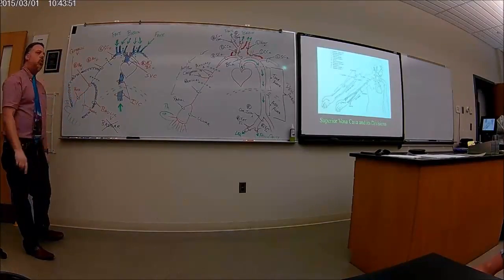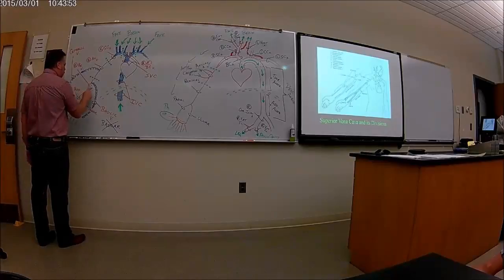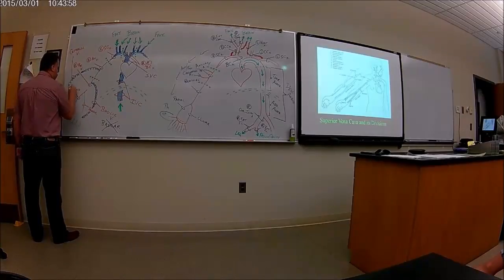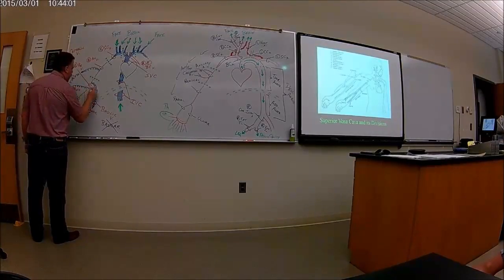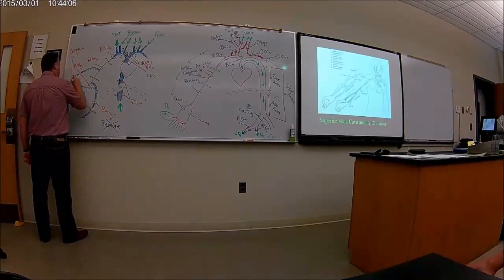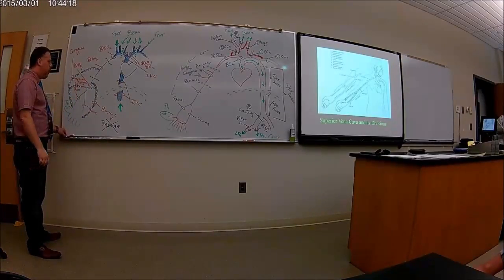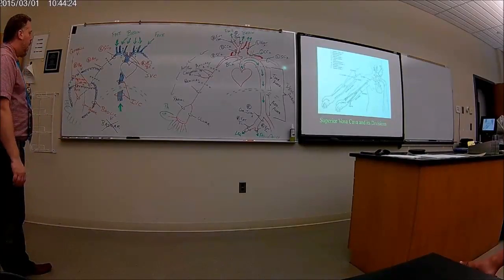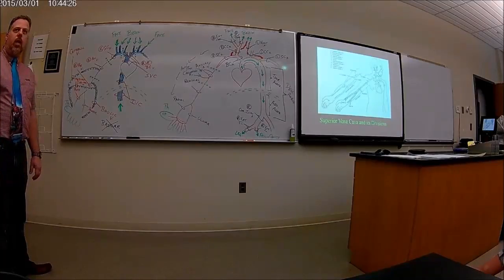We have one more superficial, and it connects the two. It kind of goes this way and goes across to there. And that's called the median cubital vein. I know it looks busy. And that is the blood supply of the arm.